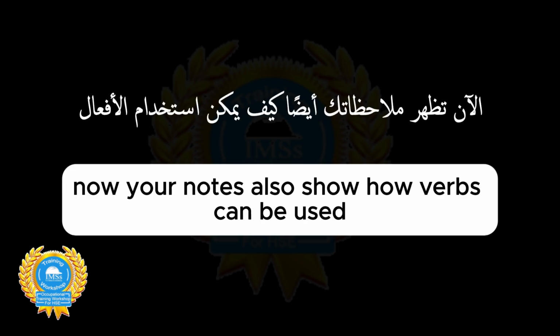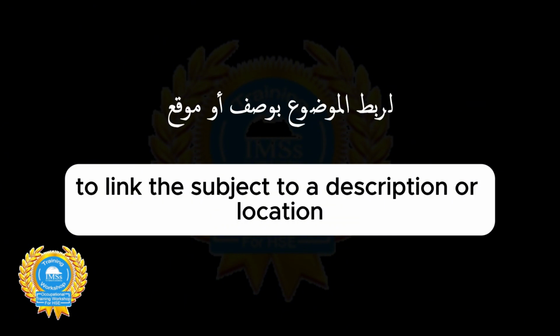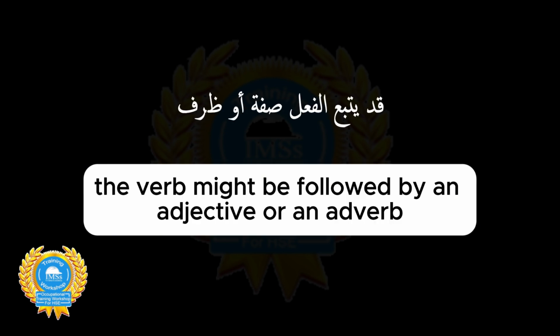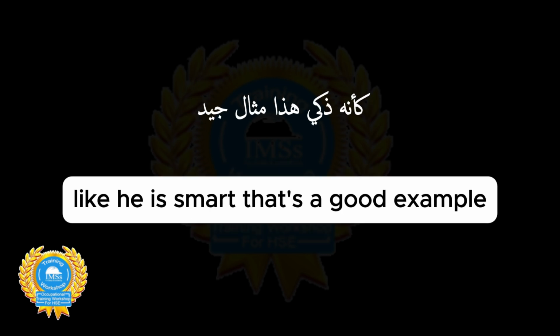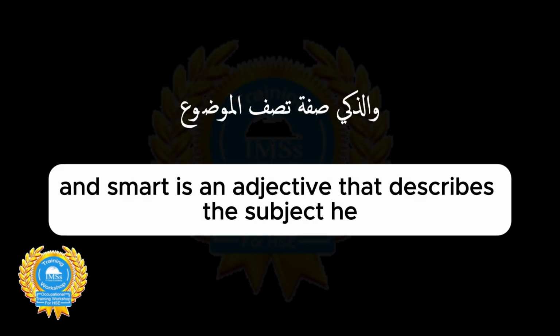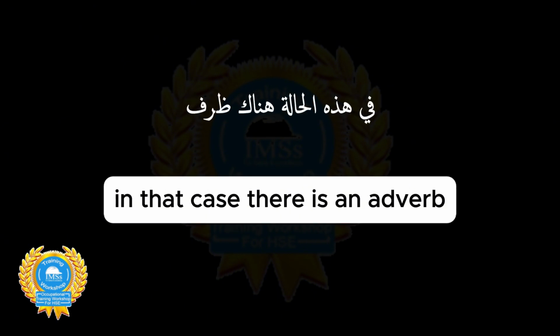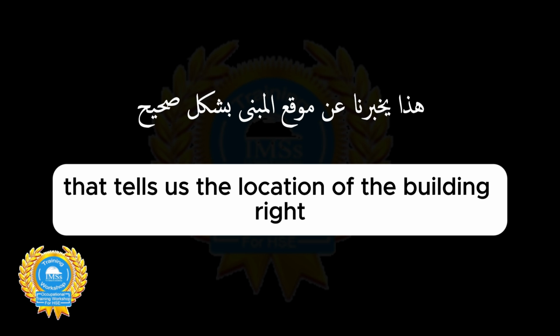Exactly. Now, your notes also show how verbs can be used to link the subject to a description or location. Yeah. So instead of having an object, the verb might be followed by an adjective or an adverb. Like, he is smart. That's a good example, yeah. So in that sentence, is is the verb, and smart is an adjective that describes the subject, he. Right, or the building is there. Perfect. In that case, there is an adverb that tells us the location of the building.